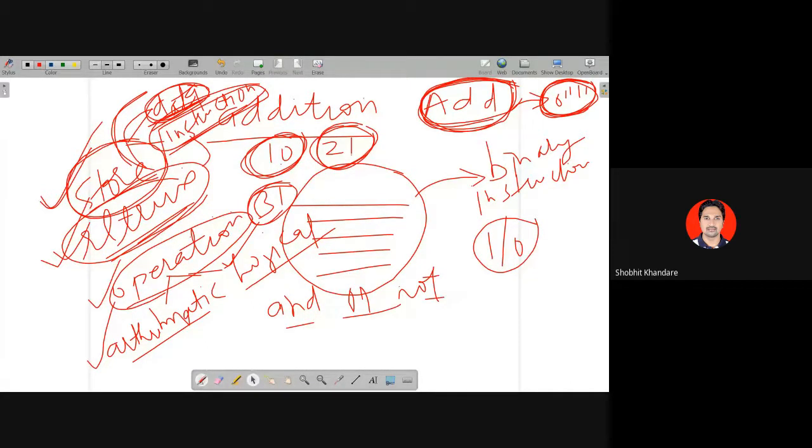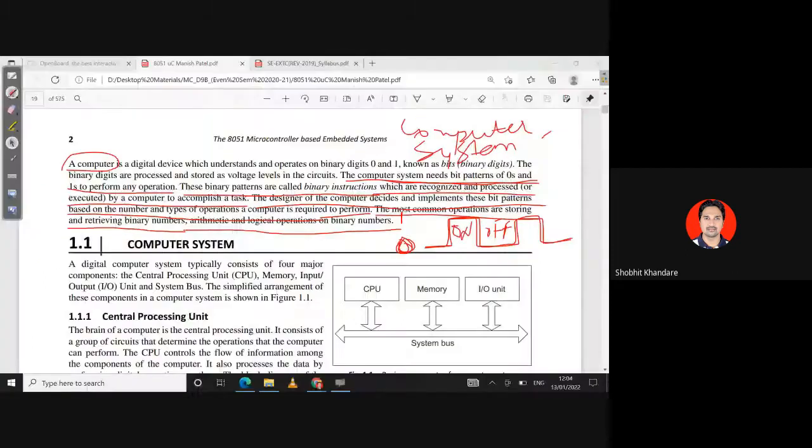So on and so forth. Okay, so the important work of your computer is to store, retrieve, and do operations. Okay, so that is the meaning of this. The most common operations are storing, retrieving binary numbers, arithmetic and logical operations on binary numbers. Okay, mostly these are the basic operations done by the computer system.